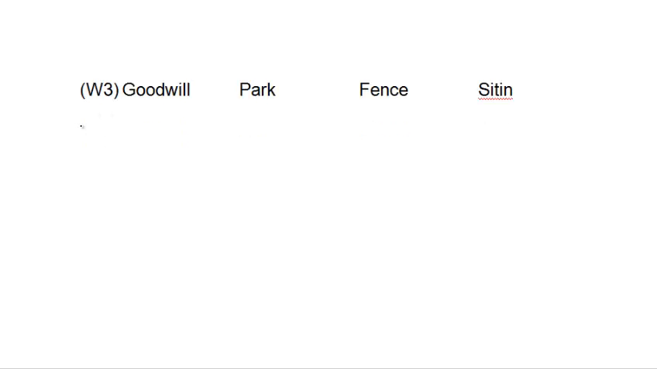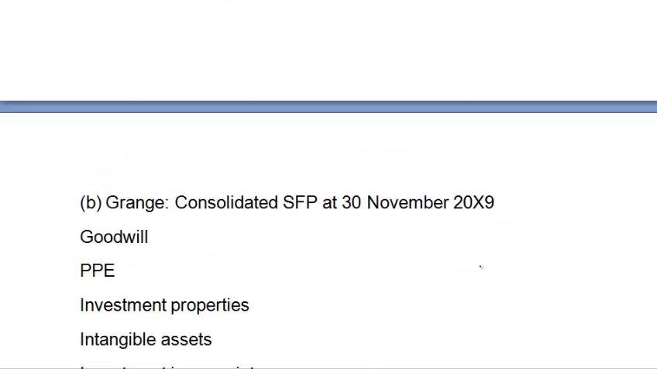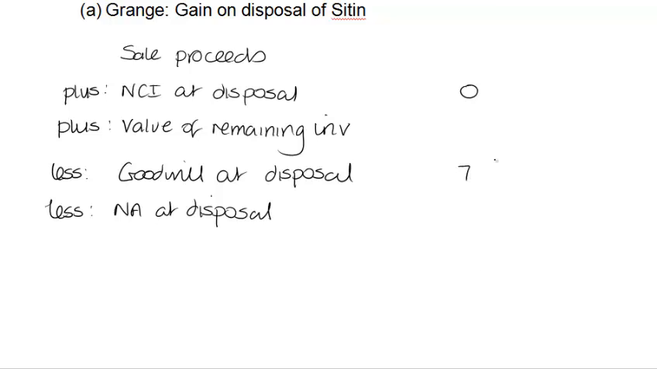So I'm going to go to goodwill and say cost 39. Sit-in's net assets were fair valued at 32. So I'd normally say plus the NCI. Well, we know that the NCI is 0, less net assets. I've just been told that the net assets are 32, so therefore the goodwill in respect of sit-in is 7 million. So back up to the face of my answer. Goodwill at disposal, 7 million. There's no impairment. That's come from working number 3.